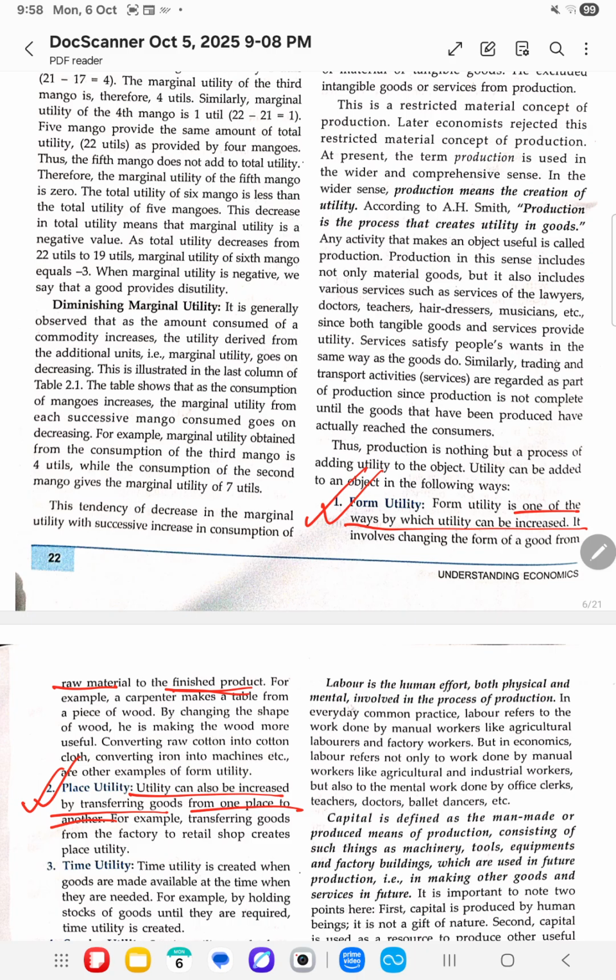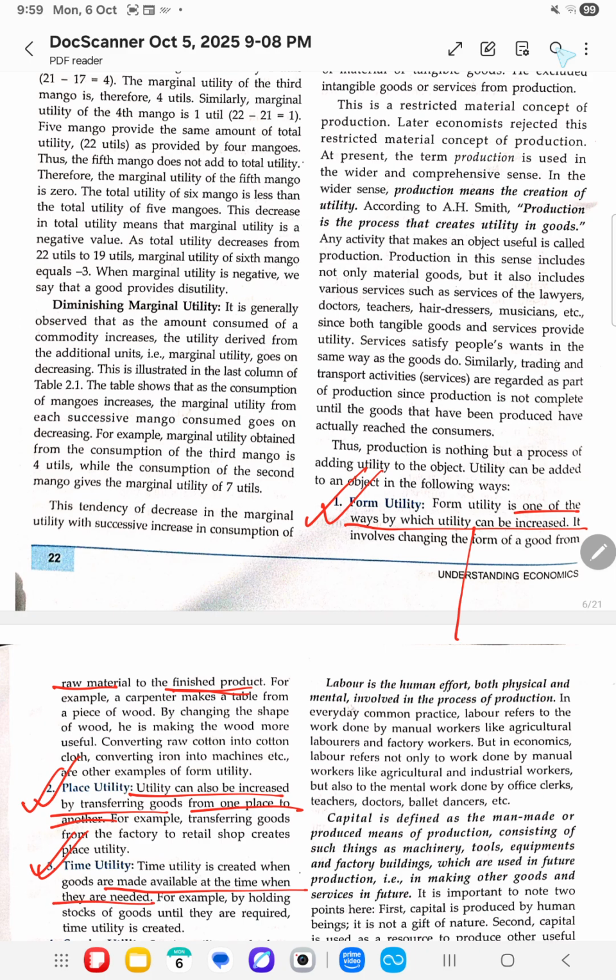So suppose any product is being made at a particular place and then it gets transferred to another place so that people of that place can also get it. So that is called place utility. Okay, so something that is not being made in your city or in your state, it comes to your state, right, through transport facilities. So here we are adding a place utility to the object. Next is time utility, which is that the goods are made available at the time when they are needed.